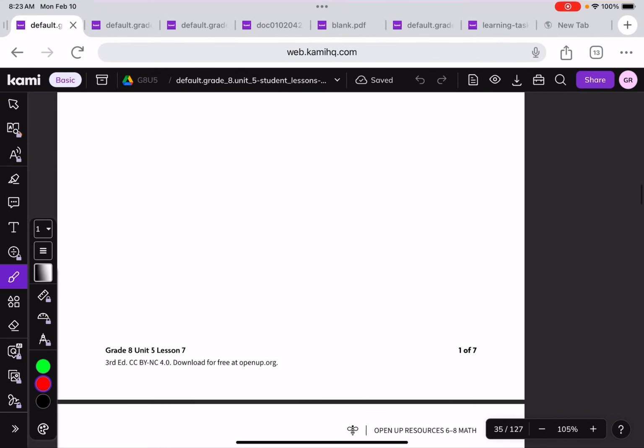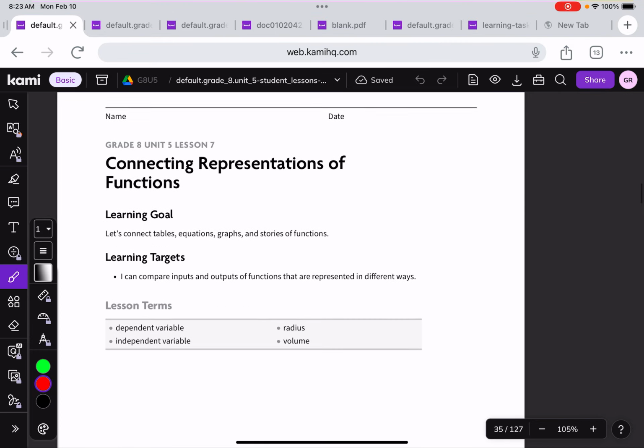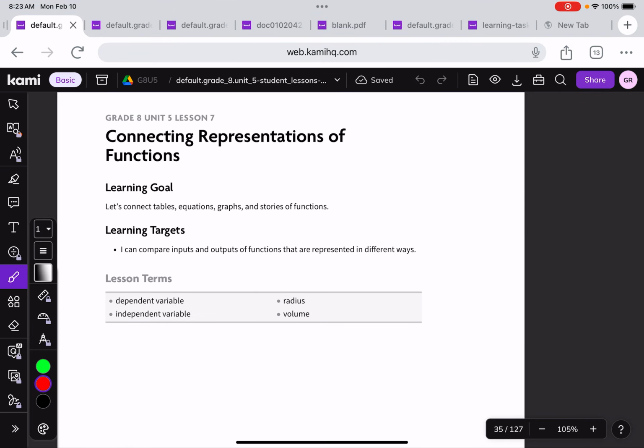All right, let's try this. Let's do a dry run. We're going to see how this works. If this works, we'll do this tomorrow for a sub.